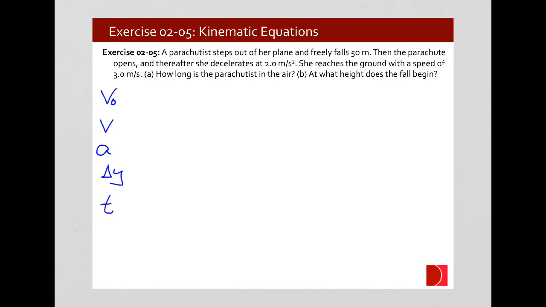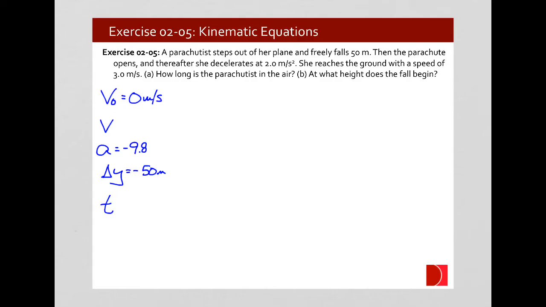We're told that she steps out of the plane, and by that we mean she's not jumping up and she's not jumping down. If we're talking about motion in the y direction, a vertical motion, then her initial velocity would have to be 0, because she's not going up or going down. Her vertical velocity is 0 initially. Her acceleration is negative 9.8, because that's due to gravity. And we know that she freely falls 50 meters, we're told. So her displacement in that time is negative 50 meters, because she ends up 50 meters below where she began.